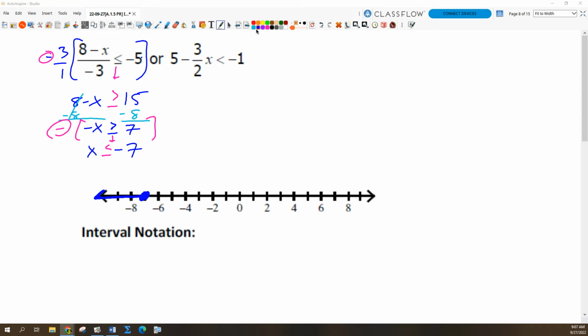Now let's do the second one. Miranda, what am I going to do? I got to isolate that x. First step.